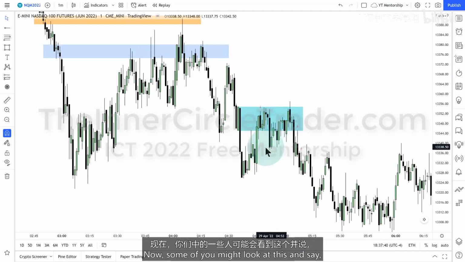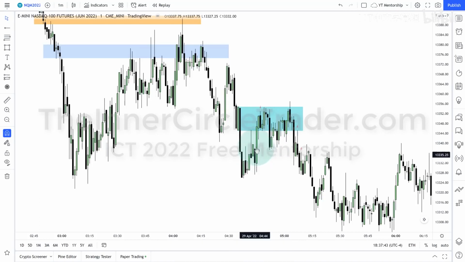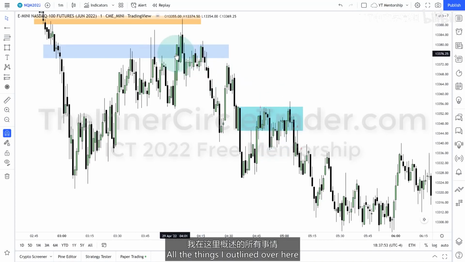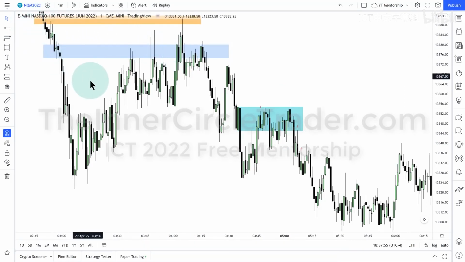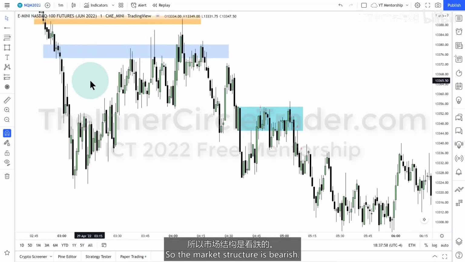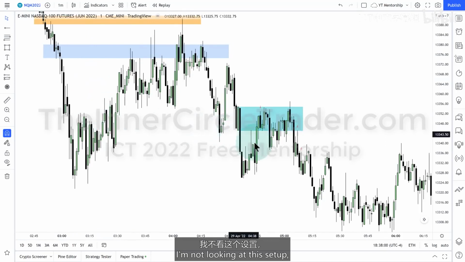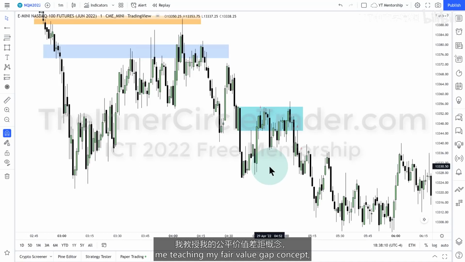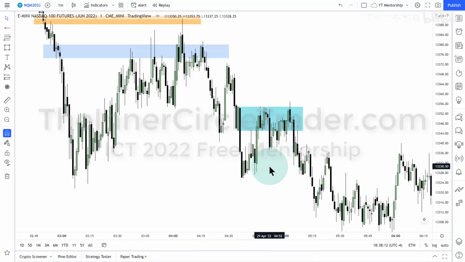Now, some of you might look at this and say, oh, but this is that order block, fair value gap here, and what happens if it rallies? Well, it does a little bit, but what's it subordinate to? All the things I outlined over here, and on the 5 minute chart over here with a higher swing high. So the market structure is bearish. I'm not looking at this setup. And this is why I'm telling you, I tell this all the time, is me teaching my order block theory, me teaching my fair value gap concept, is it going to become ineffective?